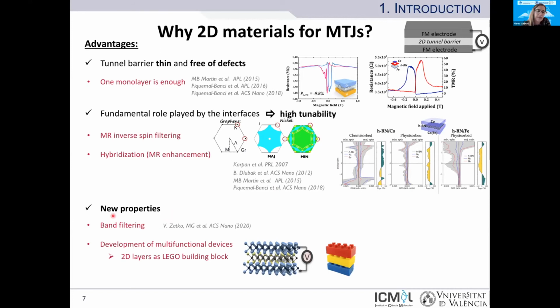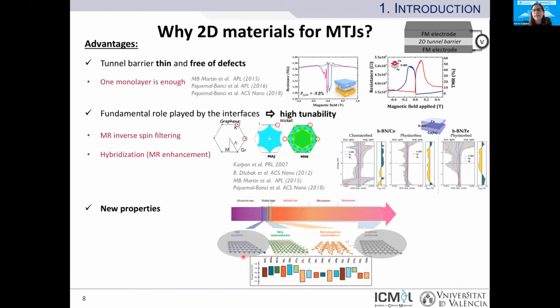For example, recently we highlighted some band filtering effect in tungsten disulfide magnetic tunnel junctions, as tungsten disulfide changes its band structure from the monolayer, bilayer, and so on. And this also has an effect on the spin valve devices. And also, we can think of the possibility to combine the properties of these 2D materials, using them a little bit as Lego building blocks, towards the development, in the future, of multifunctional devices. So really, we have plenty of possibilities.